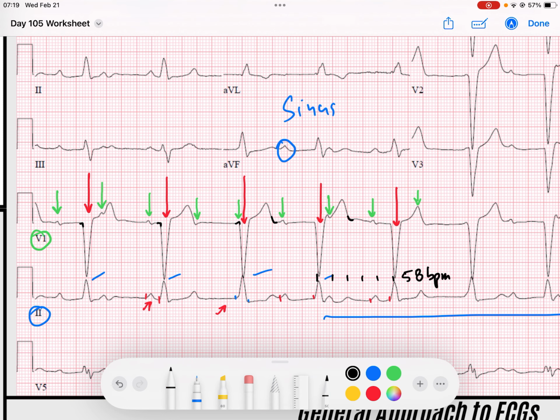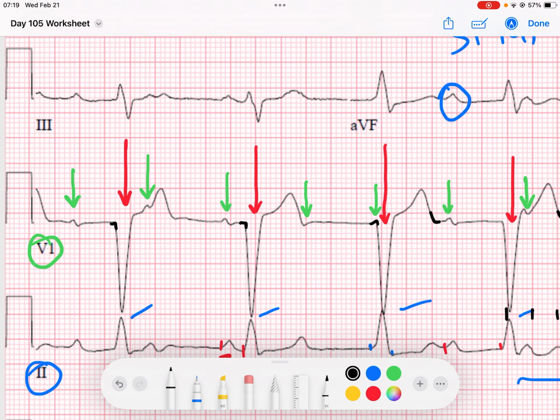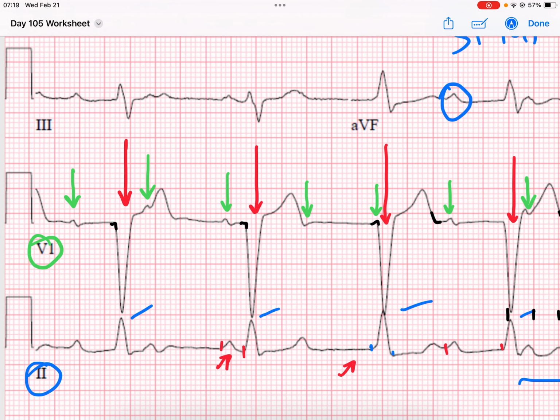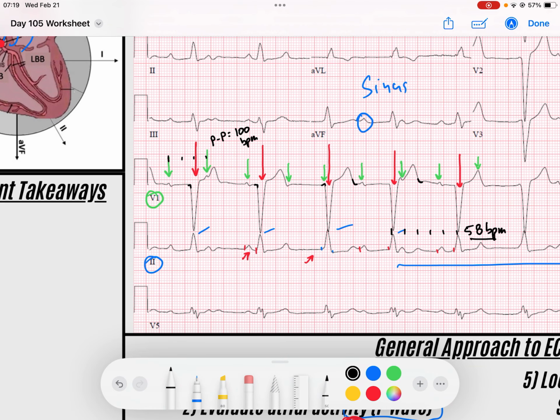If I measure my P to P intervals, my P to P rate is going to be something like 300, 150, maybe 100. My P to P is at 100 beats per minute. In my R to R, we said my rate is 58 beats per minute, QRS to QRS.